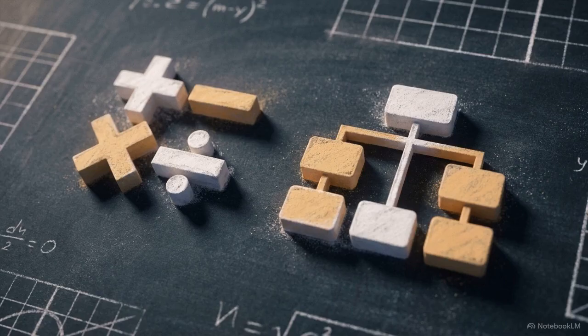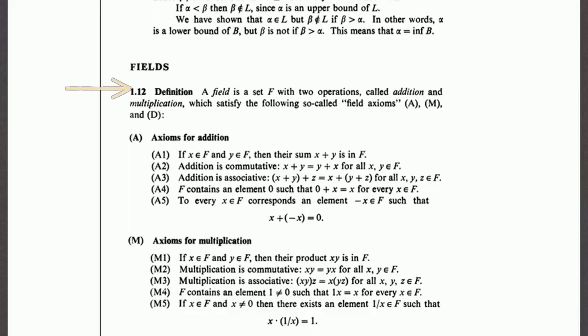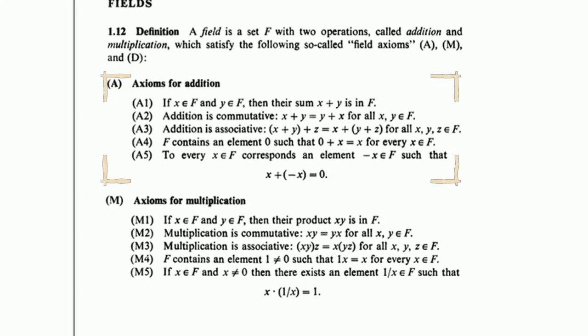Before we can fix these holes, we need to establish the exact architectural rules that the rational system does successfully obey. These fall into two categories: field axioms and order axioms. A field is a set of numbers with addition and multiplication that follow strict rules. Axioms for addition guarantee commutativity and associativity. They also dictate every number has an opposite counterpart. Axiom A5 ensures an additive inverse brings the sum perfectly back to 0.